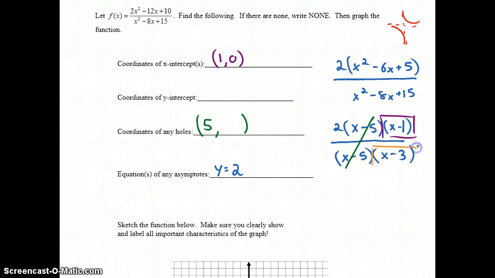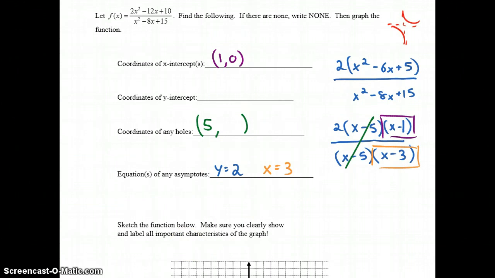Finally, this x minus 3. This tells us that there is a vertical asymptote. It didn't cancel, so it's big drama. That's going to be a vertical asymptote at x equals 3. X equals 3 because it's a vertical line, y equals 2 for that horizontal line.